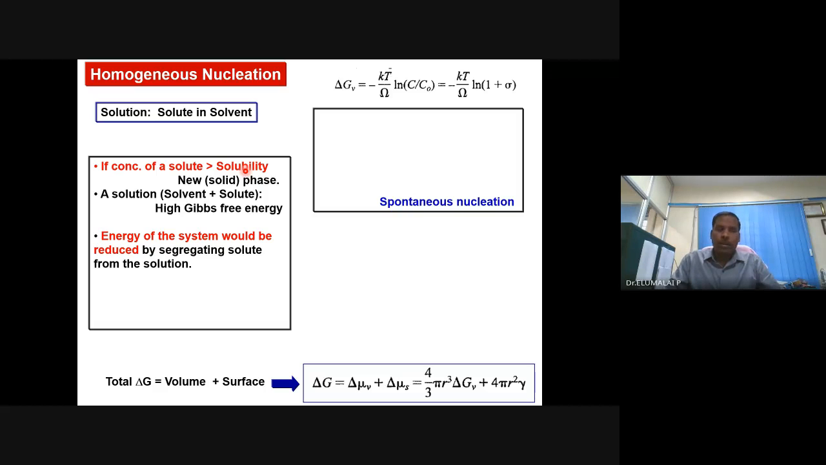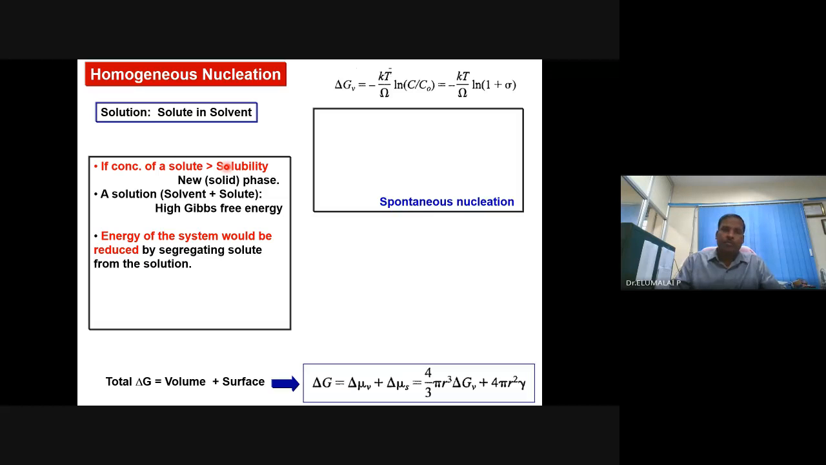You take sodium chloride, go on adding it to the water, it dissolves to the maximum extent, and you create a saturated sodium chloride solution. So how much you are dissolving, there is a constant solubility. That should be less compared to the concentration of the solid you are adding in your mixture. If the concentration of the solute is less than the solubility, it will remain in solution. So this is one condition.